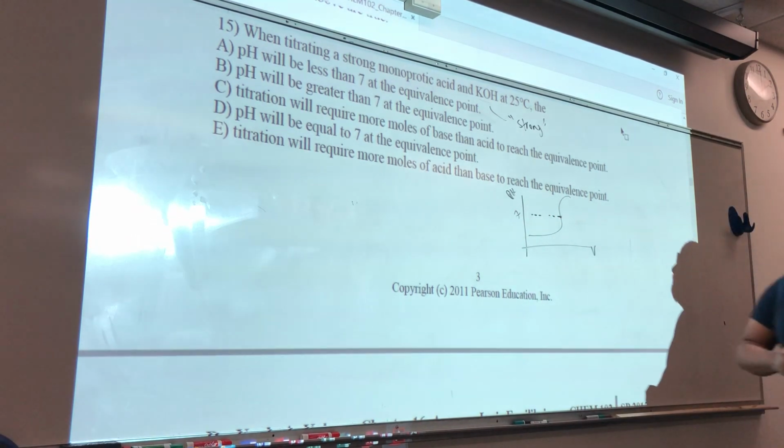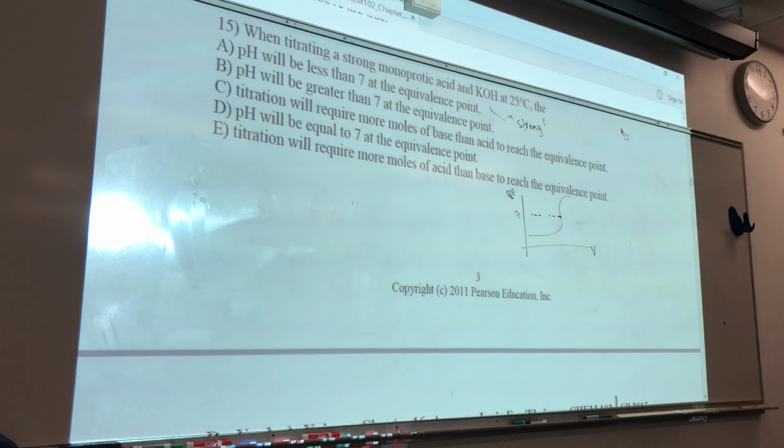7. Cool. Let's double check. The pH will be less than 7? No. It'll be greater than 7? That's not true. None of them are right except for D, right? It'd be the equivalence point.